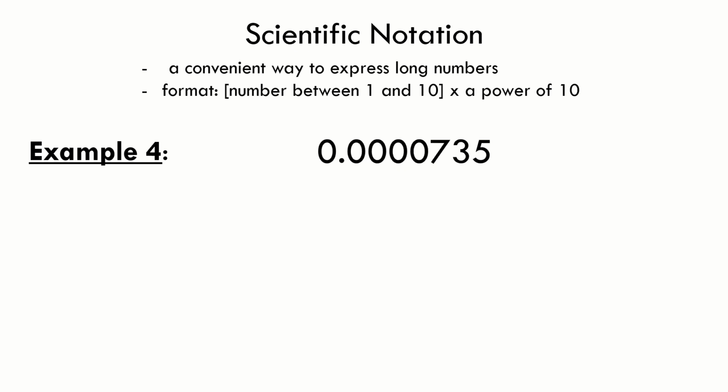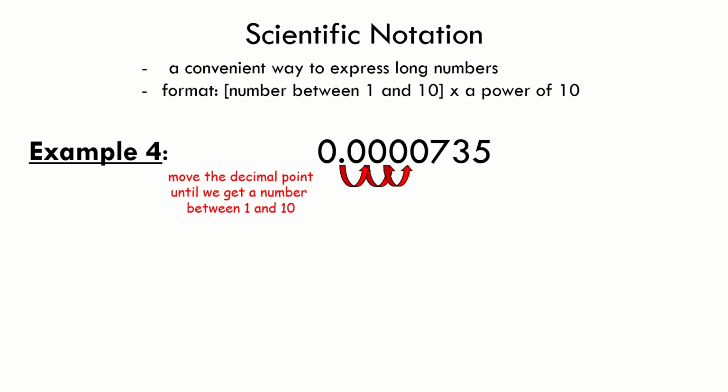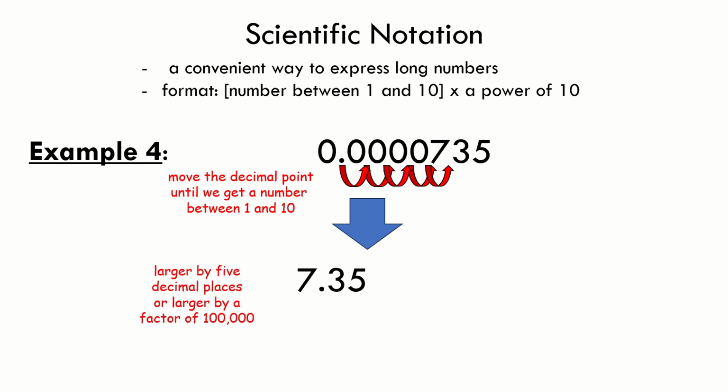Example number 4, 0.0000735. Okay. Ngayon naman, meron tayong decimal na number, no? Kaya, gagalawin natin ngayon ang ating decimal point pakanan para makakuha tayo ng number na between 1 and 10. And now, our coefficient is 7.35. This time around, mas malaki ang ating coefficient by a factor of 5 decimal places.